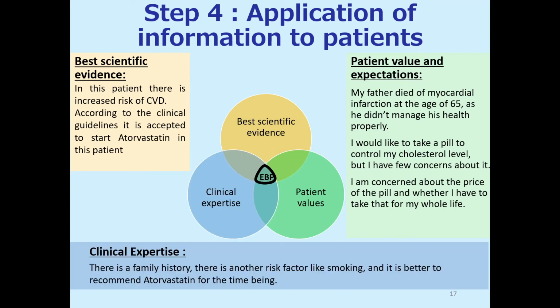And then the clinical expertise. There is a family history and there are other risk factors like smoking and alcohol consumption. So it is better to recommend atorvastatin for the time being. As the initial step, we have to start atorvastatin in this patient considering all the above three components of EBP. So this is how we have to apply evidence-based practice.